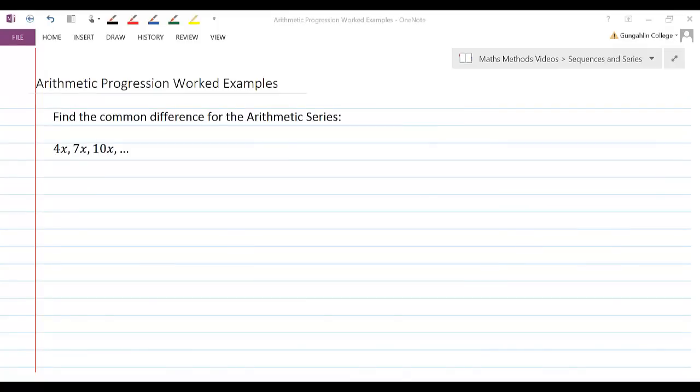The next example is very similar to the last one. We've just introduced some algebraic terms into the sequence. If you haven't already, have a go at this problem before I go through the solution.